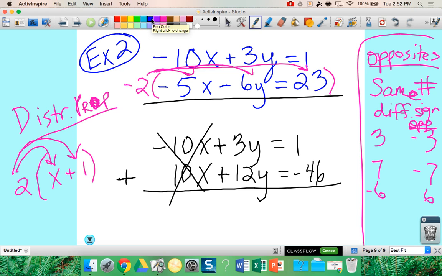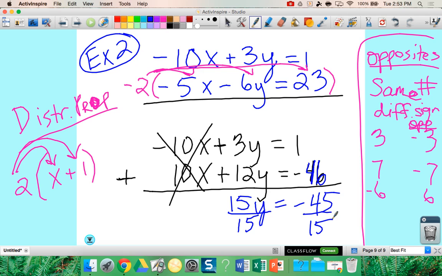Okay, so what do we do here? Which would be 15y. Yeah, 3y plus 12y is 15y. And then what about 1 minus 46? Negative what? Negative 45. Remember, if you have opposite signs and you're adding, you actually subtract the numbers and keep the sign of the larger, which would be the 46. So negative 45.